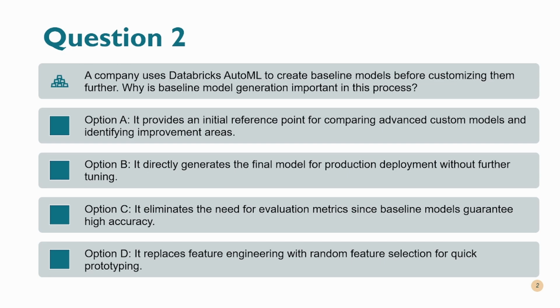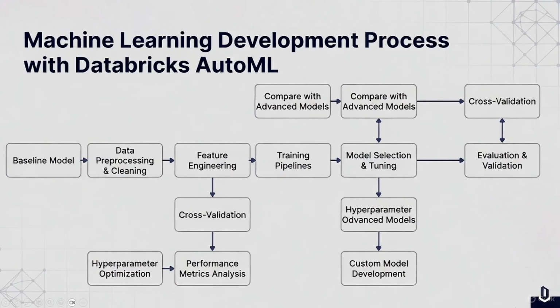So picture this. You just dropped your data set into Databricks AutoML, you hit run, and boom. In like 20 to 30 minutes, you've got a fully working model with pre-processing, feature engineering, and even a leaderboard of different algorithms. That first model that pops out, that's the baseline. And here's the thing. A lot of people think, sweet, I'm done. Nope, not even close. That baseline is literally the starting line, not the finish line.